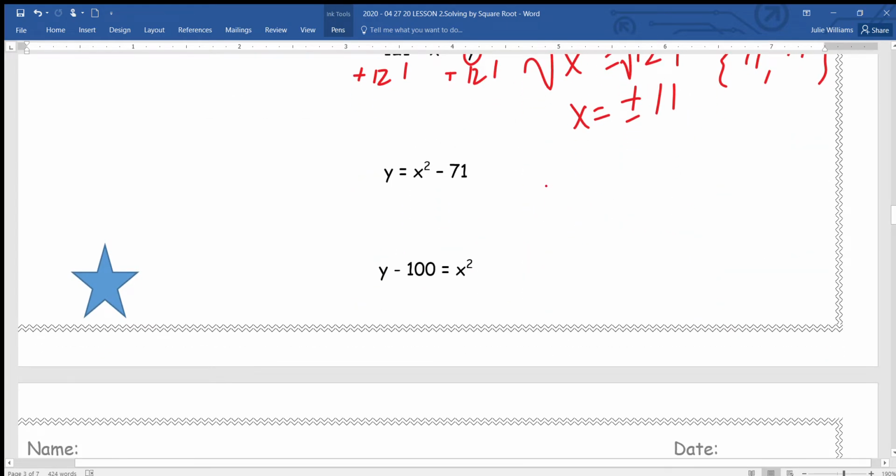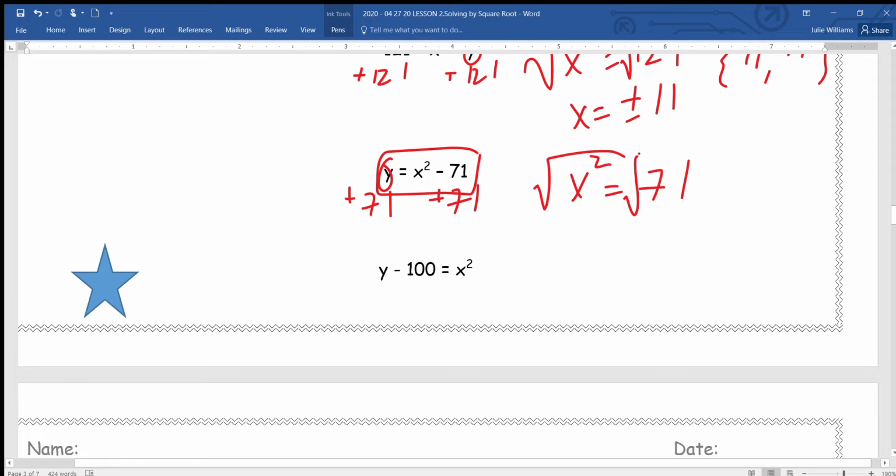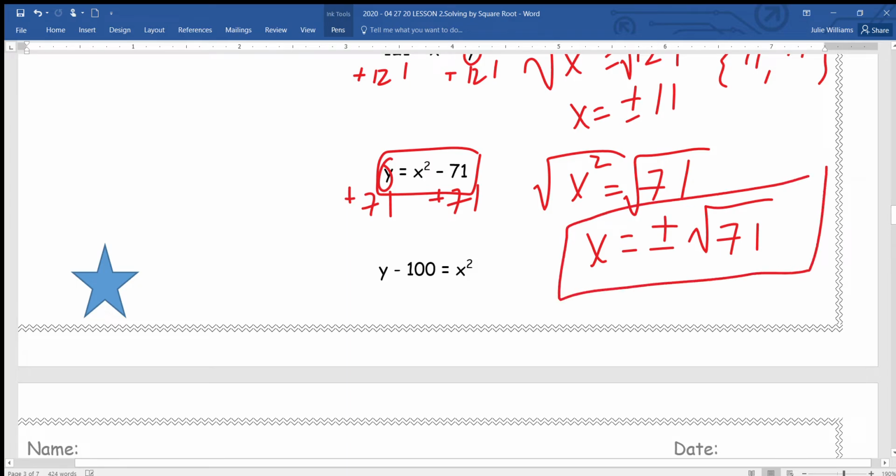Okay. Next one. Now it just looks a little different because the y is on the left instead. It's fine. So you plug in the 0 for the y. Then you're going to add your 71 to both sides. So x squared equals 71. Take the square root of both sides. X equals plus or minus the square root of 71. Make sure you put the plus or minus the square root of 71, because it's either the negative root of it or it's the positive root. It could be either one.